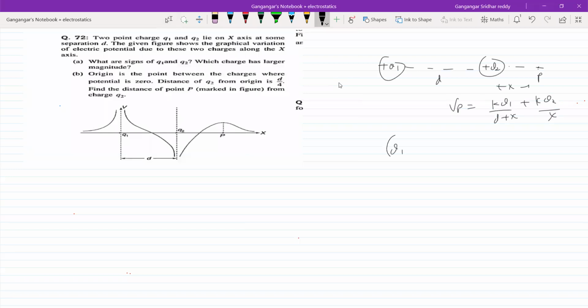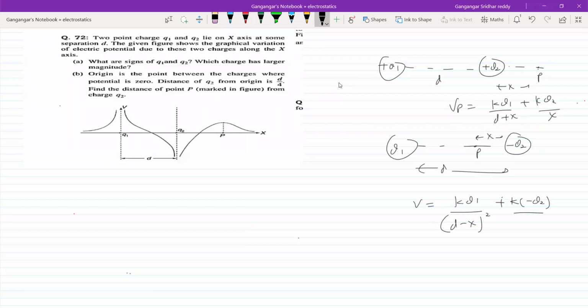Then similarly, if there are 2 point charges, if this is D and this is X, how do you write the potential? Potential at point P is KQ1 by (D minus X) whole square plus K times minus Q2. Substitute charge with sign. This idea is what I'm going to apply here. How to calculate potential at a point due to more than 1 point charge? Just take the scalar sum, not the vector sum.